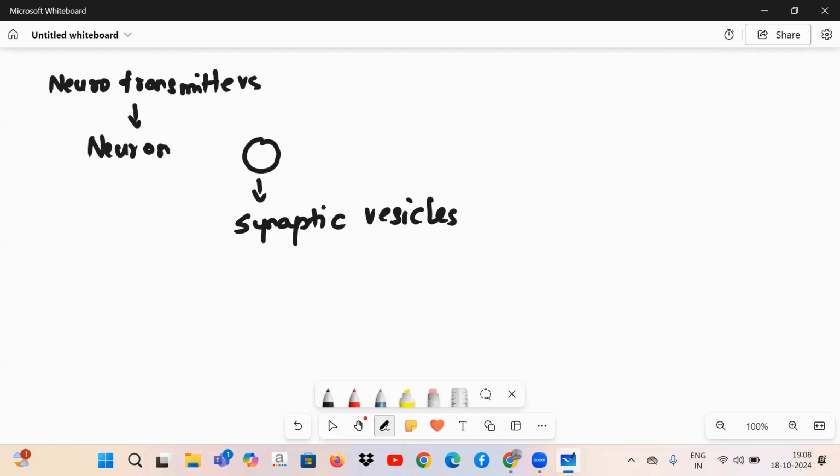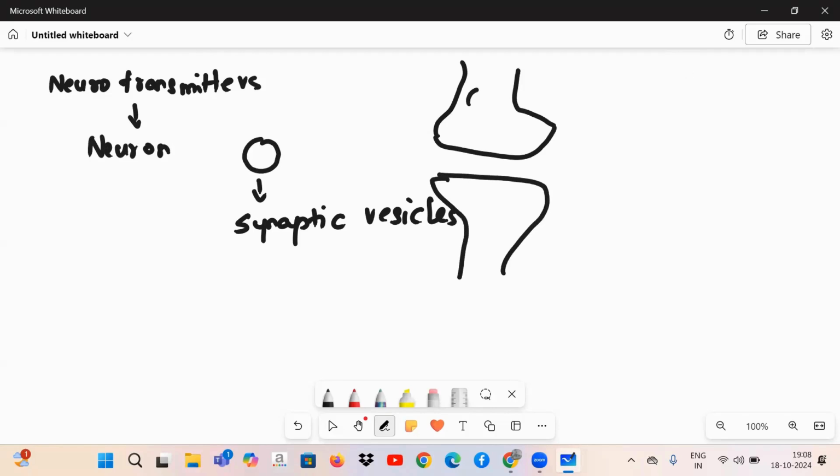So if this is the neuron, this is the postsynaptic neuron and this is the presynaptic neuron. You have these neurotransmitters being stored in a vesicle, which we call a synaptic vesicle. What happens is this vesicle moves towards the end of the membrane and they form an invagination to release these neurotransmitters. So this invagination is called the synaptic cleft.